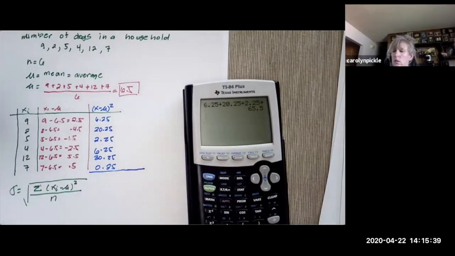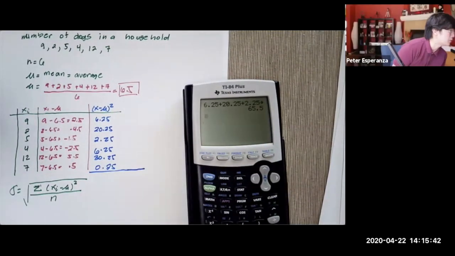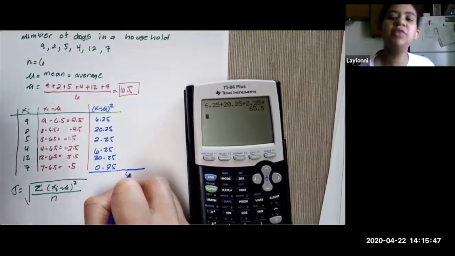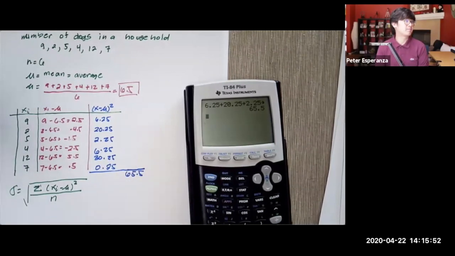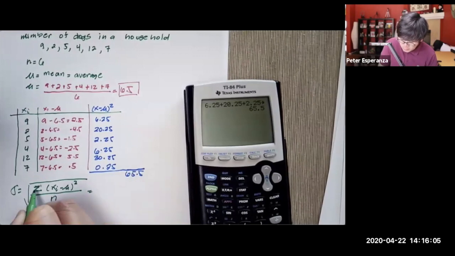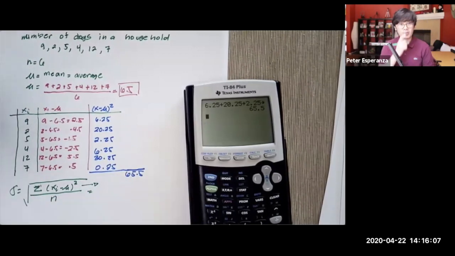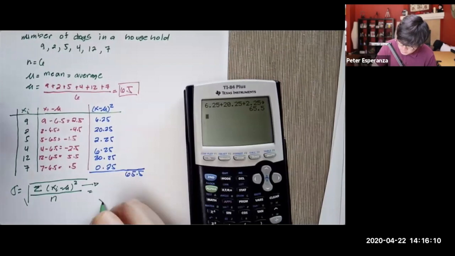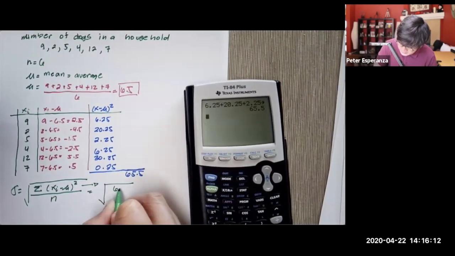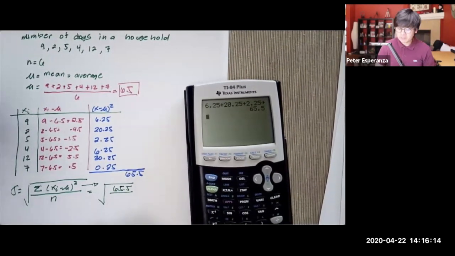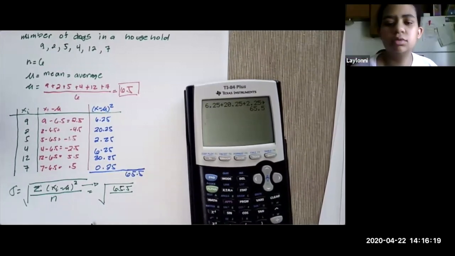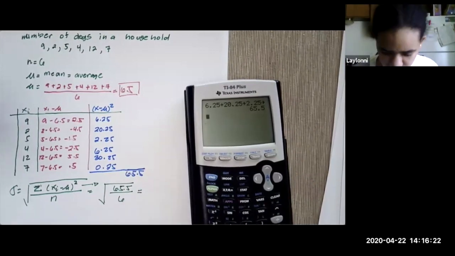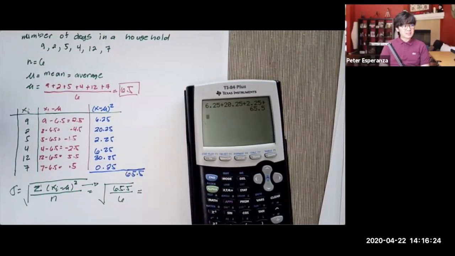What is 2.5 squared? I got 65.5, and the example in my computer says 65.5. Are we finished? Because this is our numerator. That is our numerator. So now we have the square root of 65.5 divided by, what is n? 6. Yes. Okay. Can you please use your calculator to give me the standard deviation?